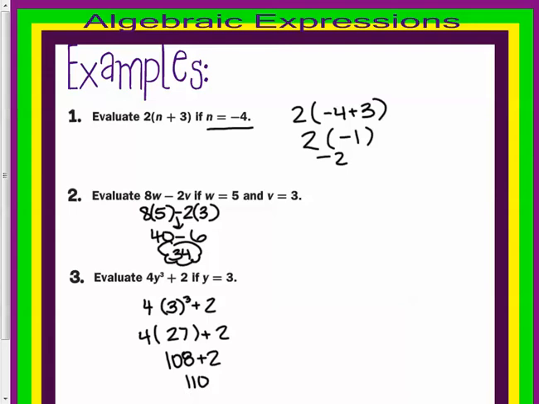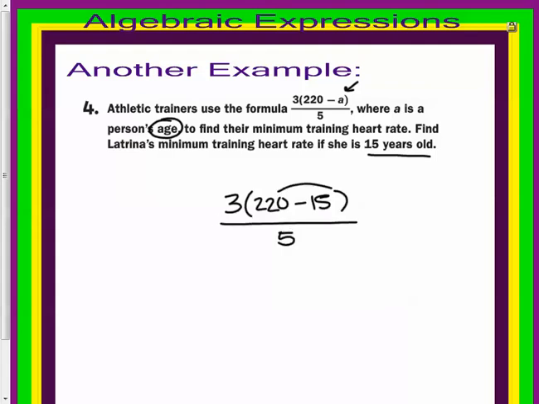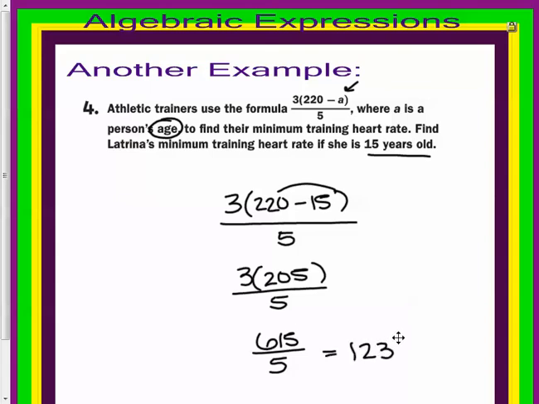Okay, let's look at some real-world situations where we might have to plug things in. For example, a trainer uses this formula where A represents the age of the person to find their minimum training heart rate. So if we have a 15-year-old, then we're going to plug in 15. Okay, so order of operations tells us to do this step first. So then I'm going to take my 205 that I got up there, multiply it by 3, and I get 615. Divide that by 5, and I get 123. So the heart rate would be 123.